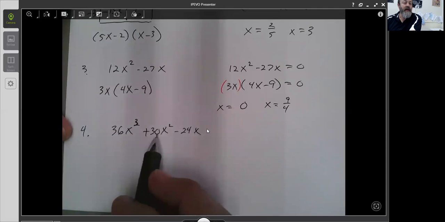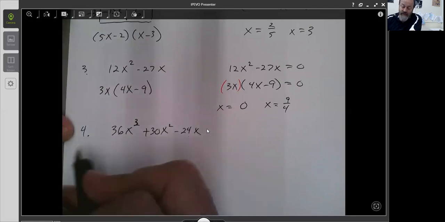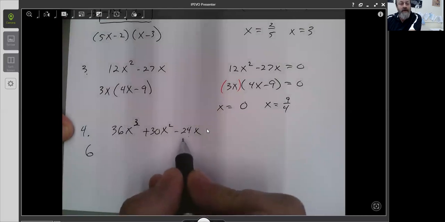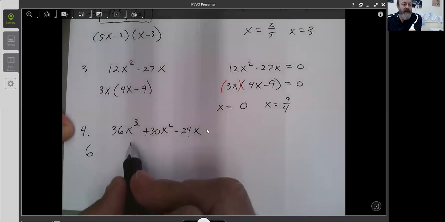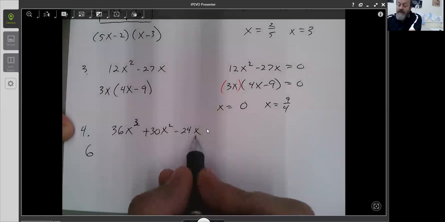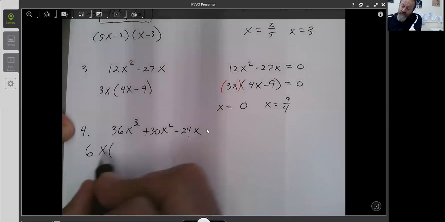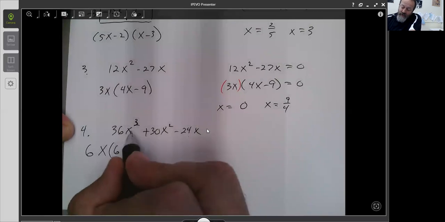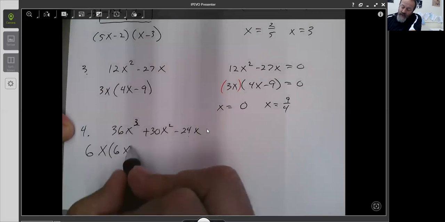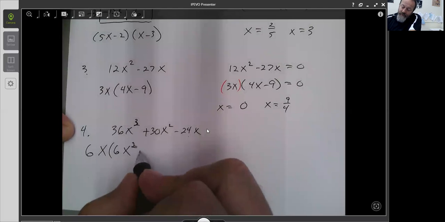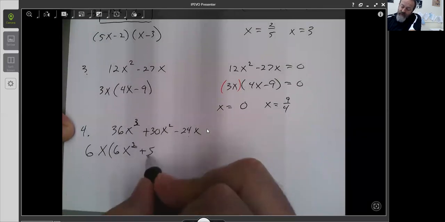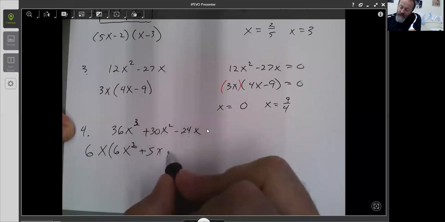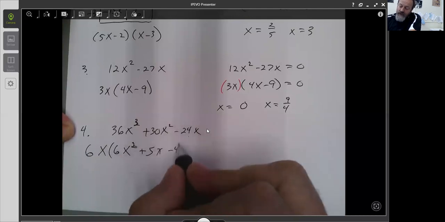because I noticed that every single one of these pieces has a 6 in it. 6 goes into 36 and 30 and 24. I also noticed that every single one of these three terms has an x in it. So if I took out the 6 and the x, if I take one of these x out of those three, I would have x squared. 6 times 5 is 30, and I had two x's. I took one of them out. And then I've got 6 goes into there 4 times.